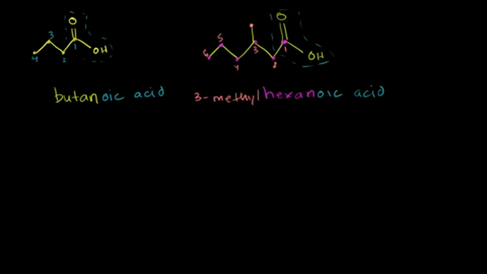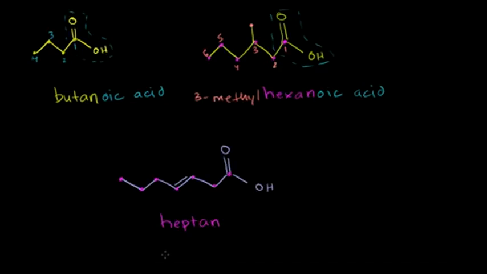Let's do one more. Let's say we had a molecule that looked like this. Let's see, that's 1, 2, 3, 4, 5, 6, 7 carbons. And then we have our carboxyl group, just like that. And let's say that we had a double bond right over there. What would we call this? Well, once again, look for the longest carbon chain. We have 1, 2, 3, 4, 5, 6, 7 carbons. So the prefix is hept, so it's heptan-.